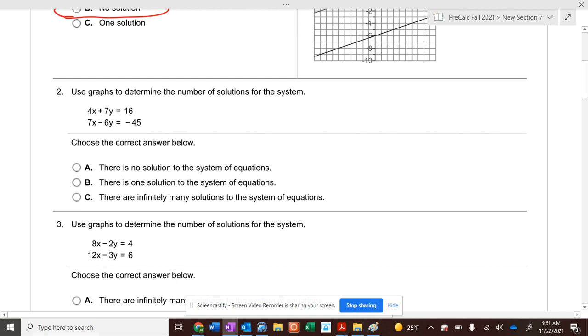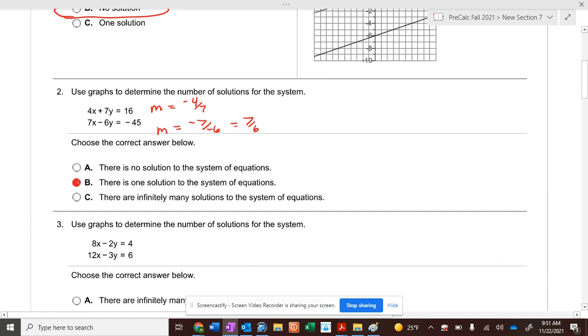So looking at this, to figure out if it has one solution, no solutions, or infinitely many solutions, you find their slope. What's the slope of the top one? If we go negative a over b, it would be negative 4 over 7. If we look at the bottom one, negative a over b is negative 7 over negative 6, which is 7/6. Are they the same slope? No. So there should be one solution to the equation.